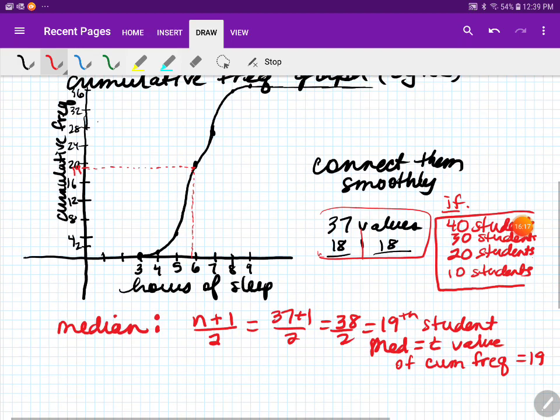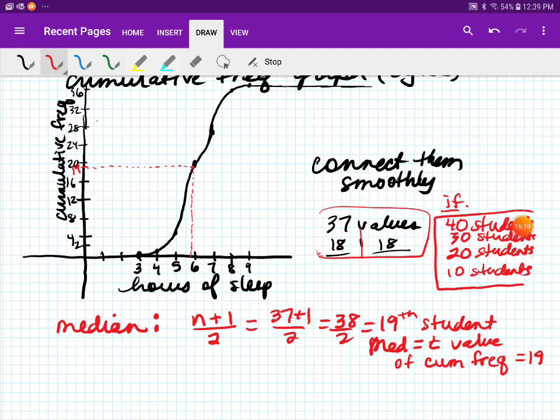If you see, I went to the 19, I went across, and then I went down. So I would estimate, it's almost 6. I don't really know exactly what it is, so my median would be an estimate. In this case, my median is just slightly lower than 6. So what do you want to put? Say 5.9? It'd be interesting to see what our real median is because we did have the actual data values.